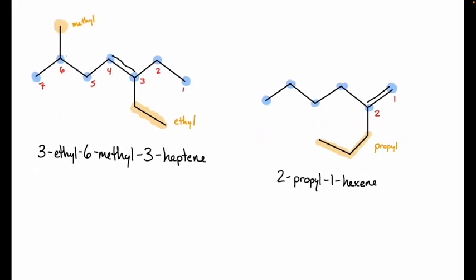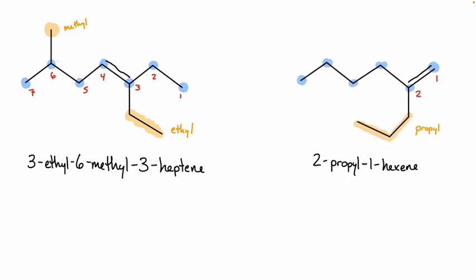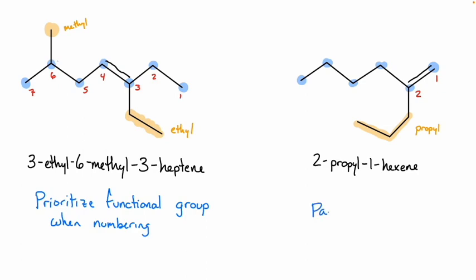So these two represent, I think, the major changes that we have to make to our nomenclature scheme here. We're going to prioritize our functional group when numbering, and our parent chain must include that functional group.